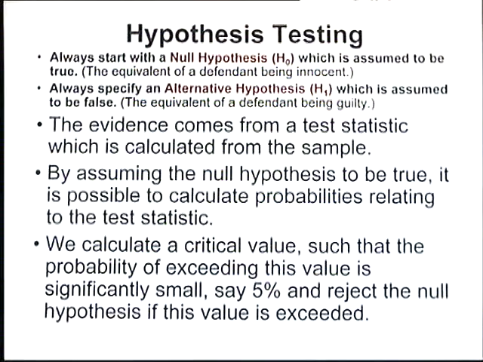So we calculate a critical value, and if the probability of exceeding that is so small, and we usually use 5% as being so small, the question will always tell you what percentage to use, we would reject the null hypothesis, and therefore we would have to accept the alternative hypothesis. That is the only other option.